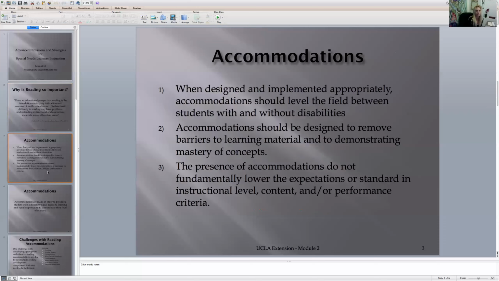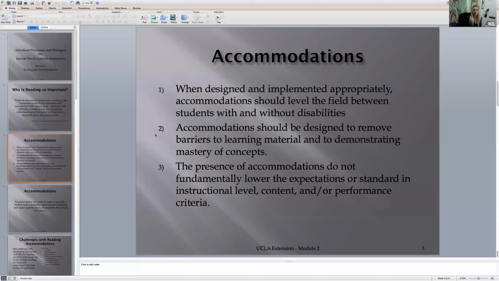So let's talk about some of the accommodations that we can give students with diverse learning needs in the area of reading. When it comes to accommodations, the word accommodation is often used interchangeably with modifications, and that is incorrect. Accommodations do not alter the curriculum in any way, whereas a modification does. So accommodations help students access the curriculum without necessarily having to change the curriculum.